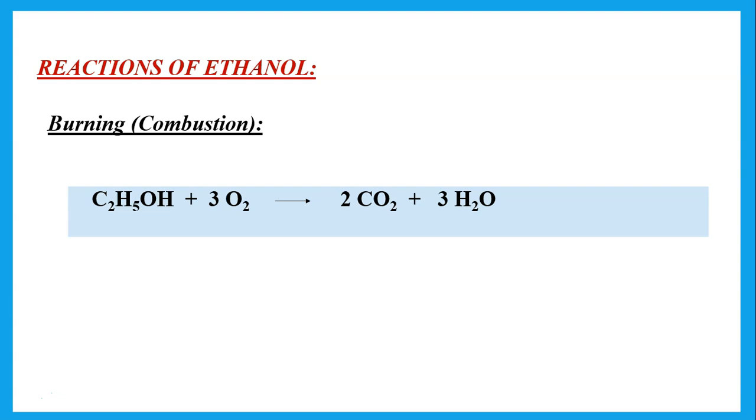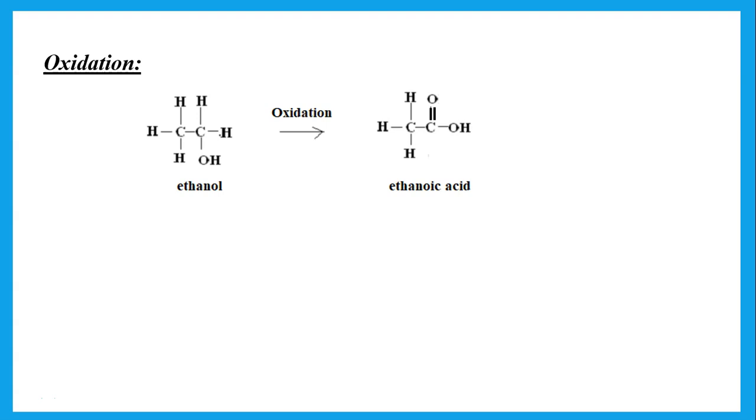Then we talk about reactions of ethanol. Of course, ethanol, like alkanes and alkenes, they do combustion. Combustion, if it is complete combustion, it gives carbon dioxide and water, and be careful with the balancing. The other reaction of alcohols is oxidation. If we oxidize alcohol, it gives the corresponding acid. So ethanol gives ethanoic, propanol gives propanoic, and so on.